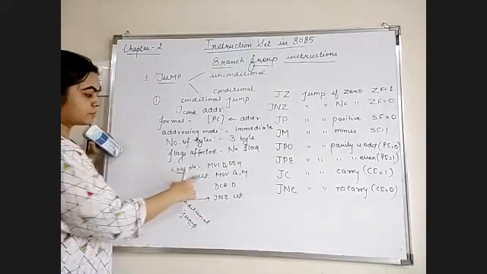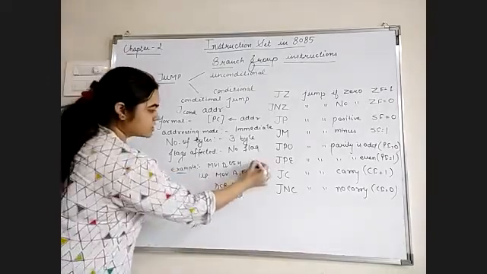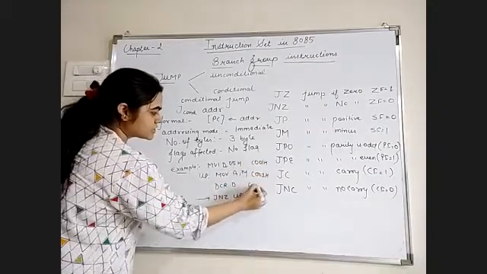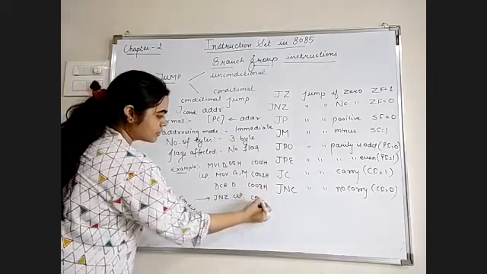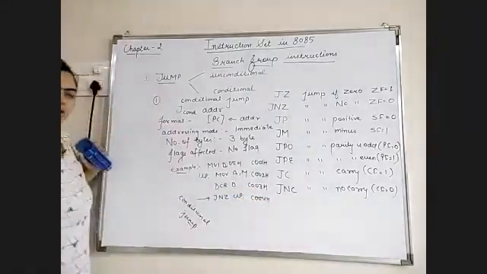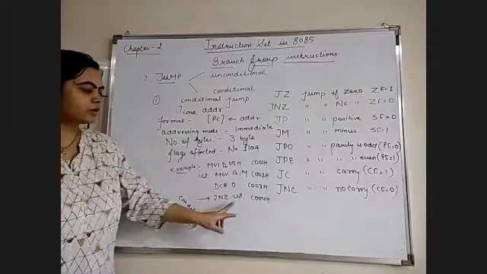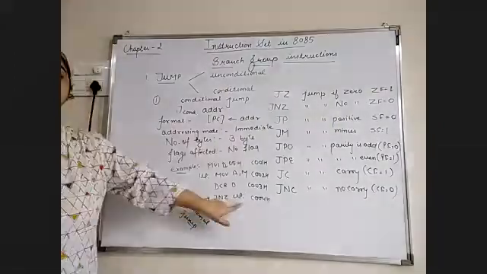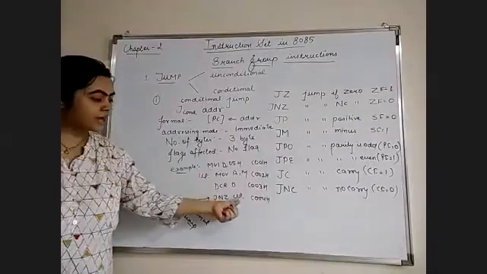So suppose this is memory location C001H, this is memory location C002H, this is memory location C003H, and this is memory location C004H. Here we are denoting the address with this word, that is UP.